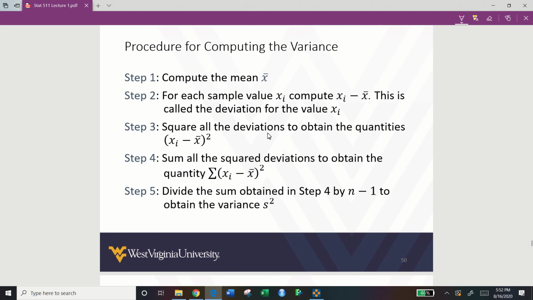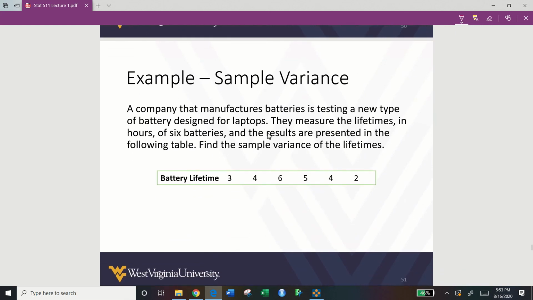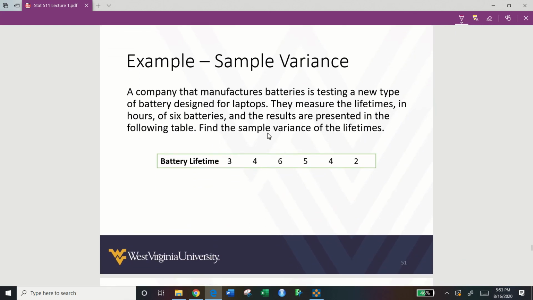Now, as far as our procedure for computing the variance goes, I pretty much already walked you through it. Step 1, compute your sample mean, then go through, subtract each individual observation from the mean, square them, add them all together, and then divide by n minus 1. We can go through and do a quick example.